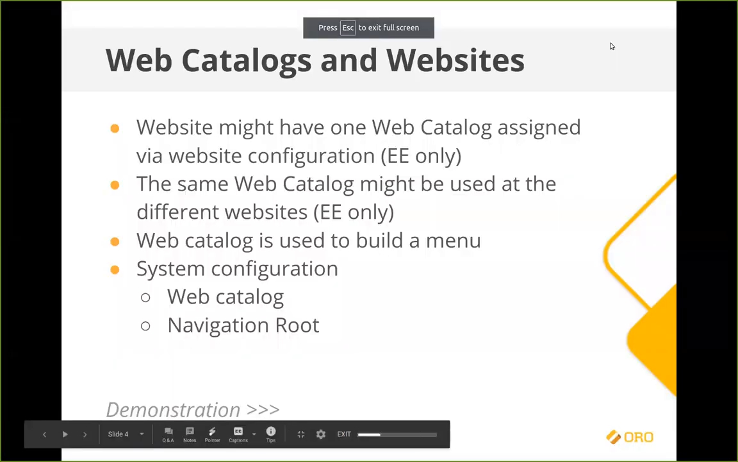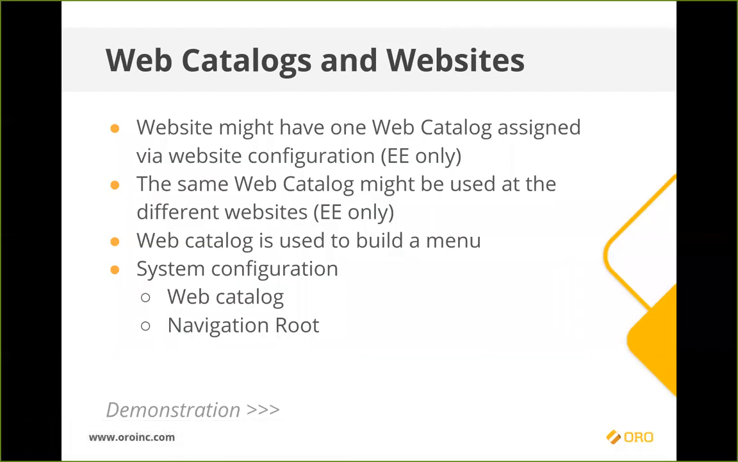Talking about the web catalogs and their relation to the websites. Each website may have only one web catalog assigned via the website configuration. And if we're talking about the enterprise version, you may have many websites and many web catalogs, while in the community edition, you may have many web catalogs, but only one website. So you cannot use multiple web catalogs simultaneously. And yes, you may assign the same web catalog to different websites, just because it may suit your needs.